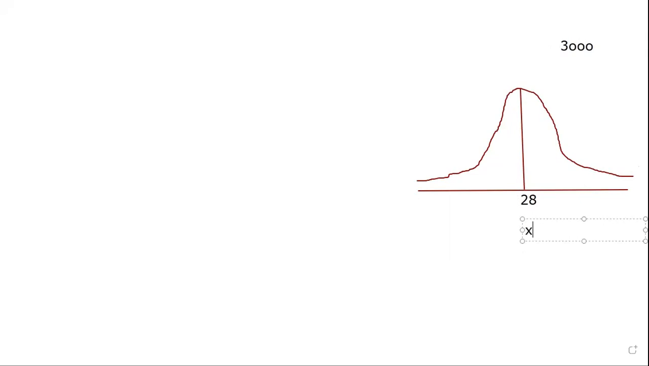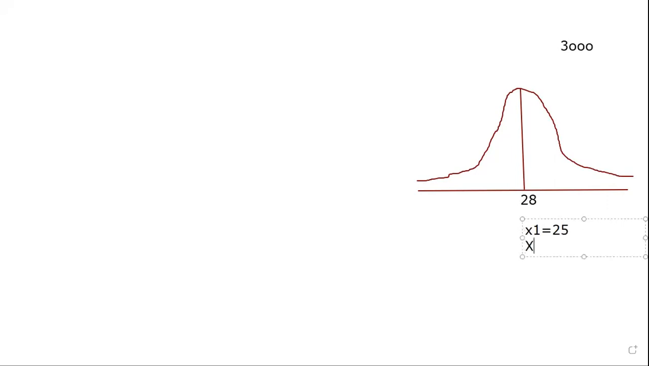This is the horizontal line, and we can draw our graph more simply. This is the graph, and this is the center. For example, we have population mean 28, and the population size is 3,000. From this population, we select 30 samples. That means X1 is our first sample, and the mean of that sample is, for example, 25.